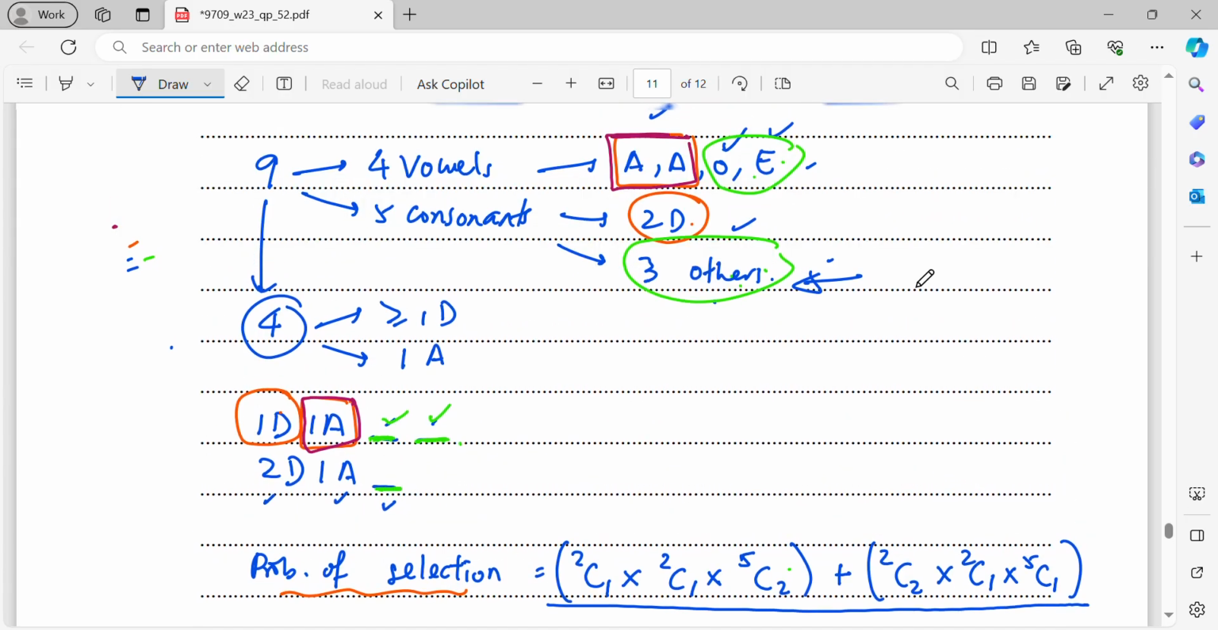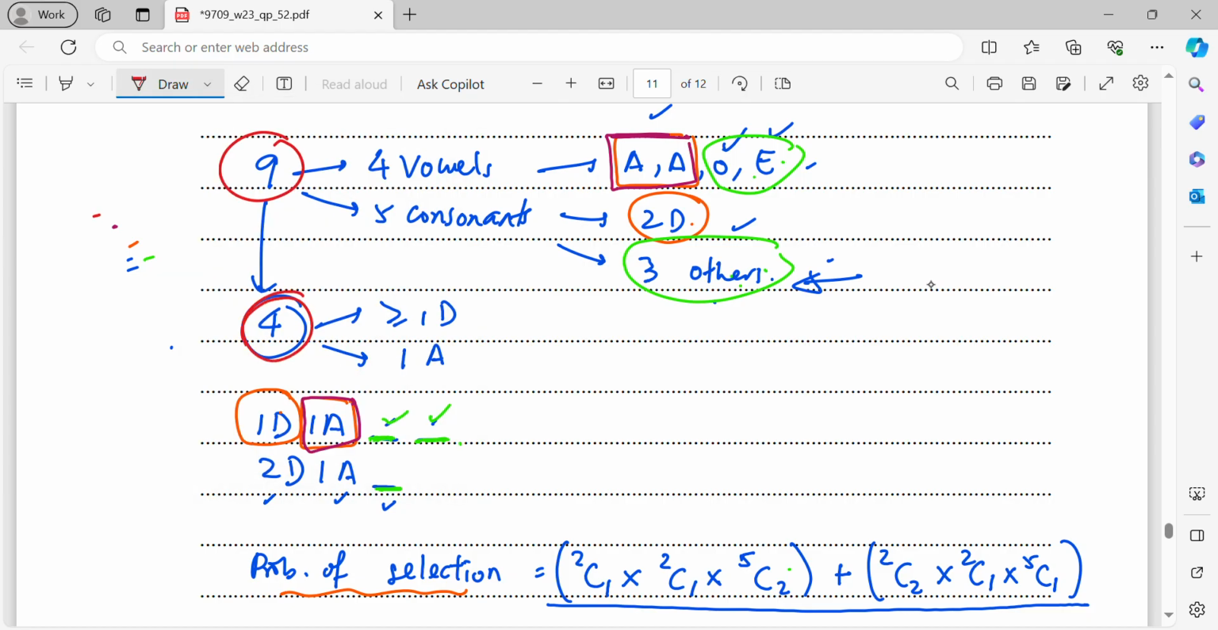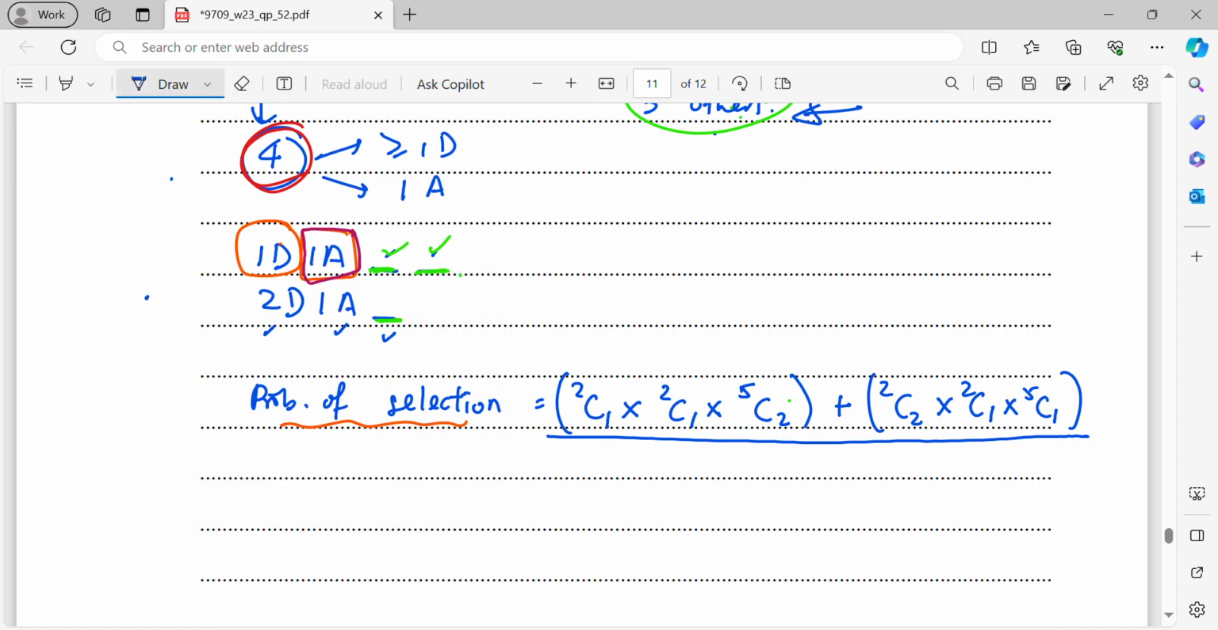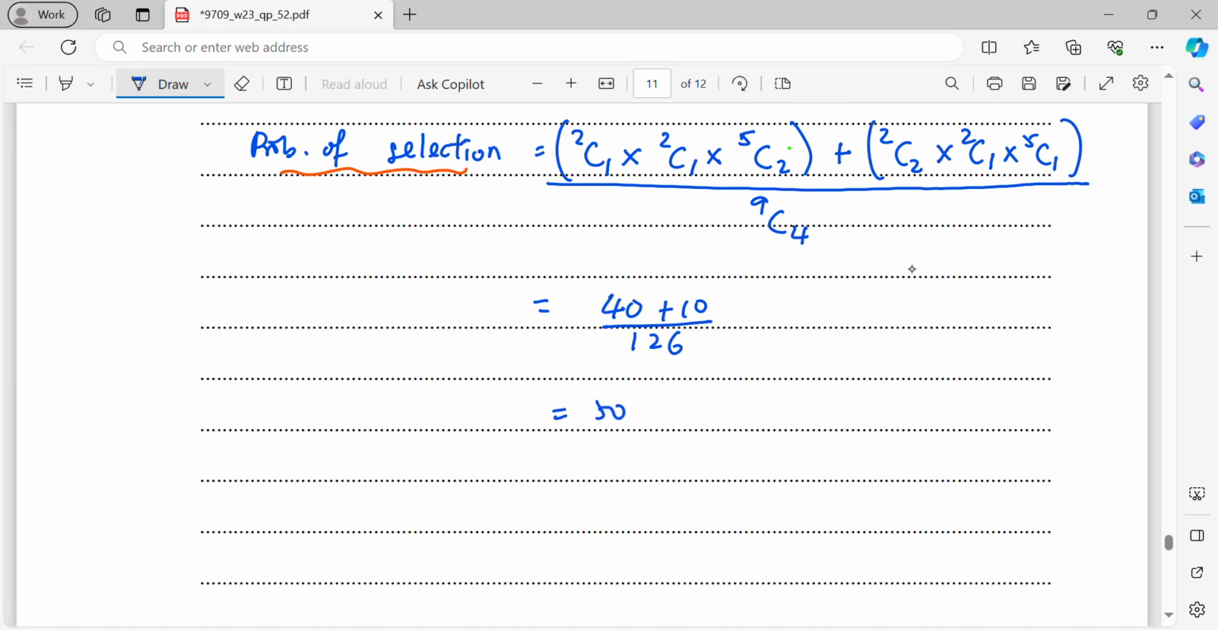In general, there will be 9, you choose 4. That is our denominator, 9C4. So here I will just write 9C4. At last you will be getting 40 plus 10 divided by 126. So it will be 50 over 126, and at last you will be getting 25 over 63. That is the probability of selection for this question.